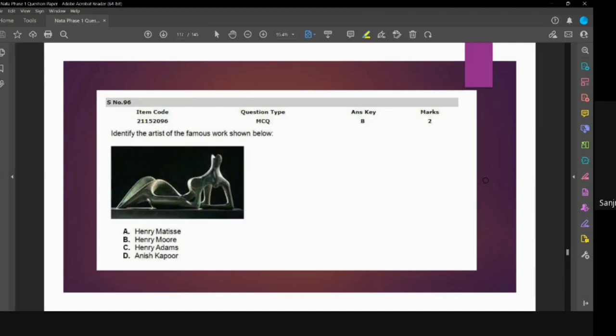Next question is to identify the artist of the famous work shown below. ഈ അടിയിൽ കാണുന്ന ഇമേജിൽ we can see a sculpture. ഈ sculpture ആരാണ് ചെയ്തിരിക്കുന്നത്? Is it Henry Matisse, Henry Moore, Henry Adams, or Anish Kapoor? The answer is Henry Moore. That's option B. He's an English artist who's best known for semi-abstract monumental bronze sculptures, which are located around the world as public works of art. So the correct option is option B, that's Henry Moore.